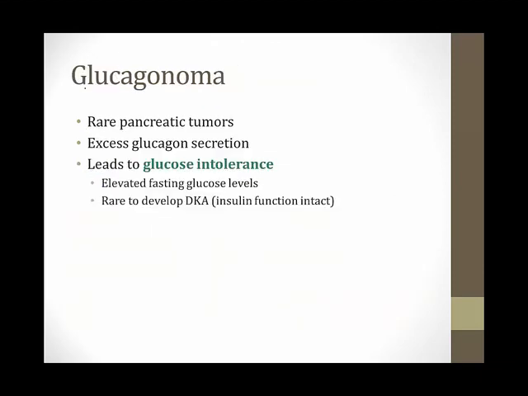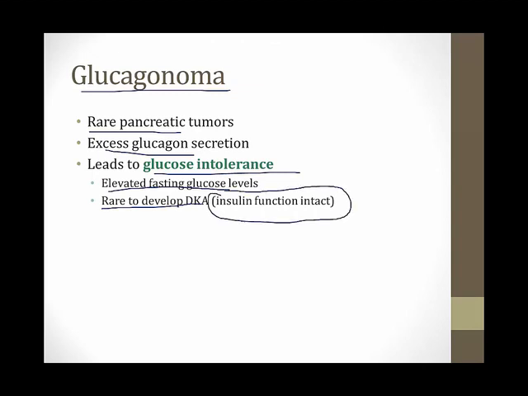The second hormone-secreting tumor of the pancreas we'll talk about is a glucagonoma. This is also a rare pancreatic tumor that results in excess glucagon secretion. And this presents essentially looking like diabetes. The patient will have glucose intolerance. They will have elevated fasting glucose levels because glucagon levels are always high. One thing to know about this is that it's rare to develop diabetic ketoacidosis, and that's because insulin function is intact in the pancreas. So usually the patients don't get quite as sick as patients with DKA, who are usually type 1 diabetics and have no insulin function remaining in their pancreas.